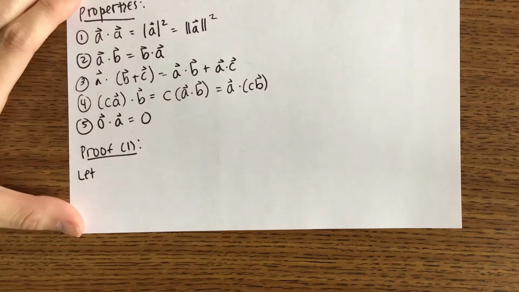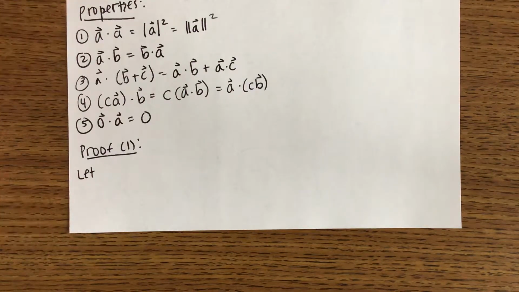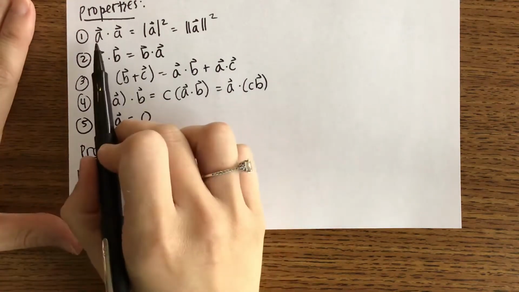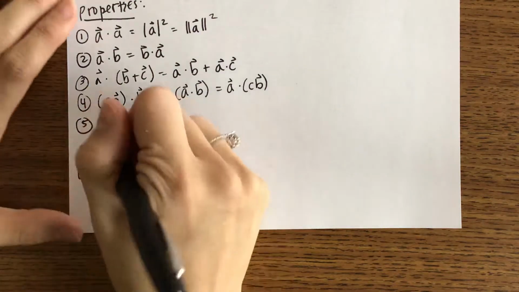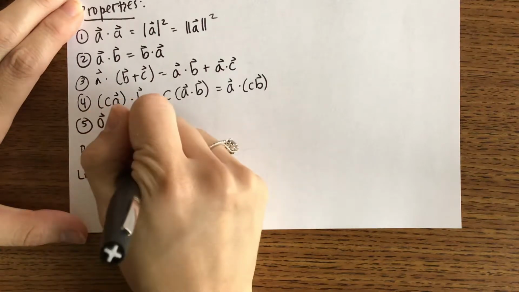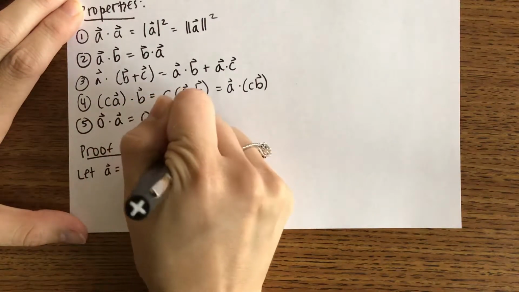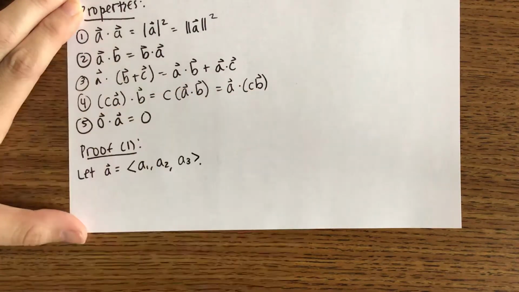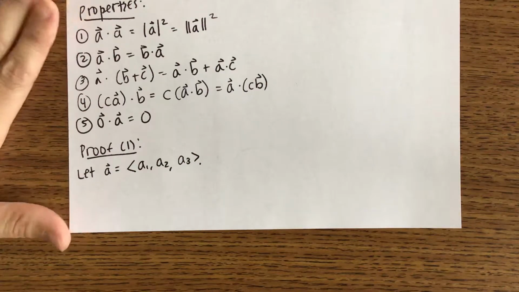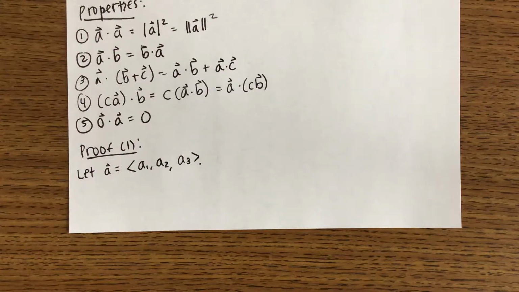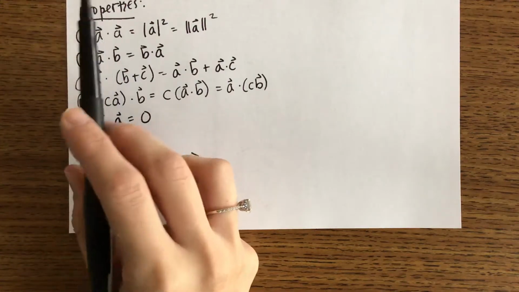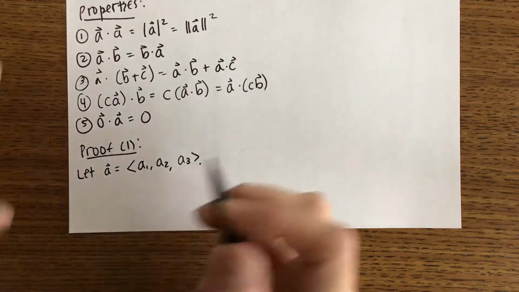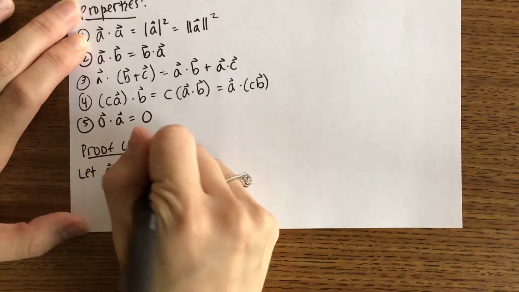Okay, for a proof, anytime you start a proof, you always need to define what you're looking at. So in this case, our property involves vector A, so we need to define vector A. So we are going to let vector A be the vector in 3 space with A1, A2, A3 as the components. Then I told you what I prefer to do is start on one side of the equation and work down until I get back to the other side. So we are going to take A and dot it with itself.